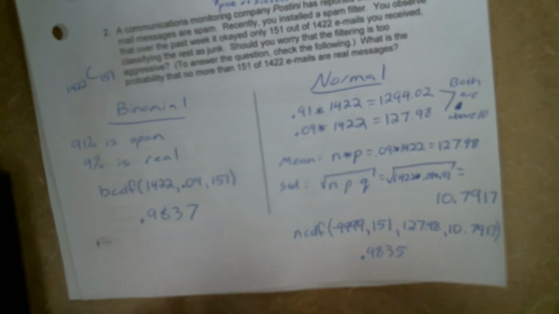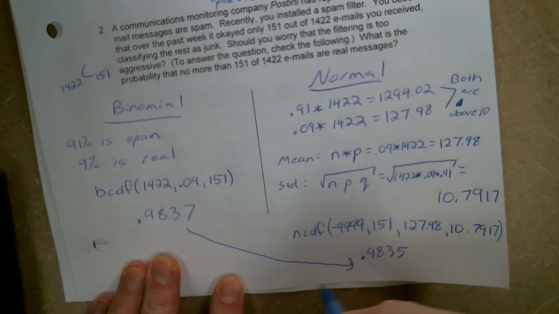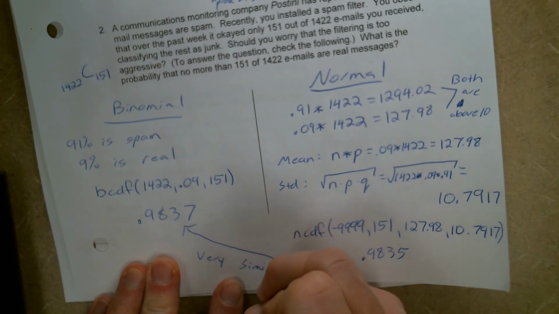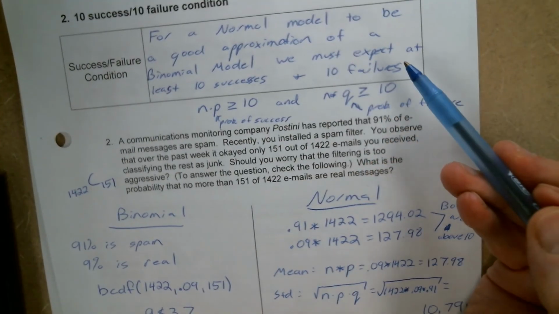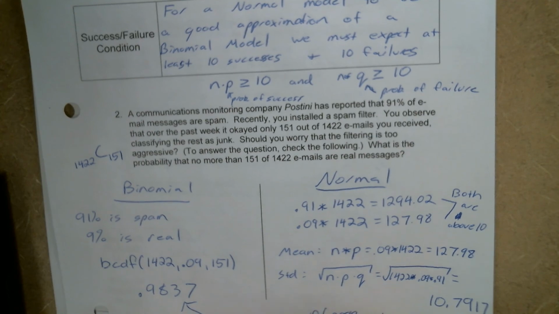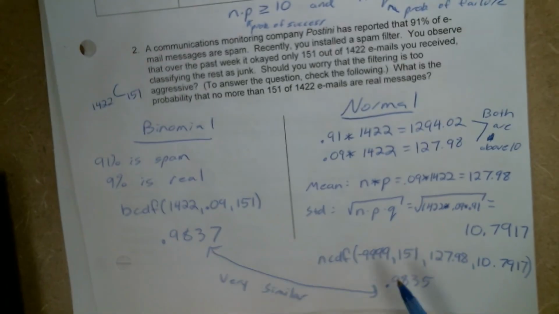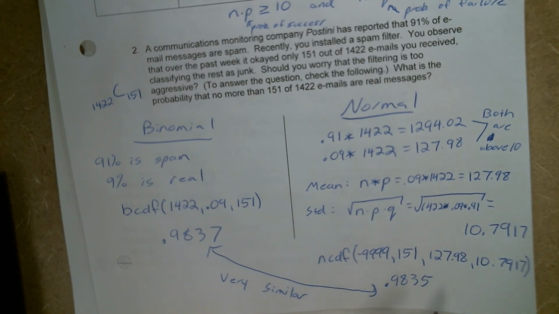All right, so again, very similar. So as long as this condition is met, we can actually basically fake the binomial distribution with a normal distribution and more or less get the same answers.